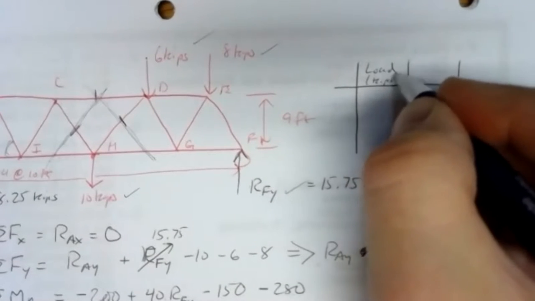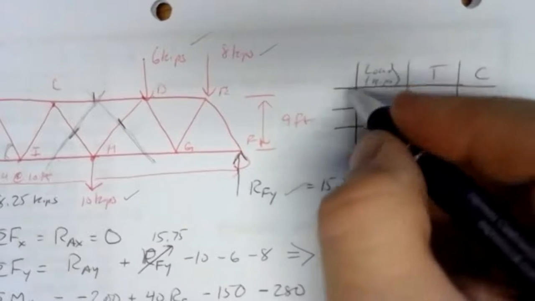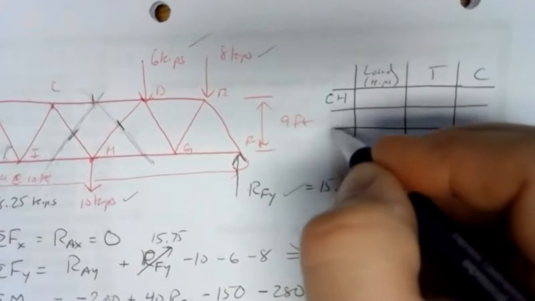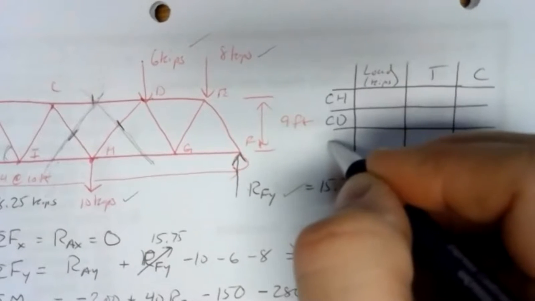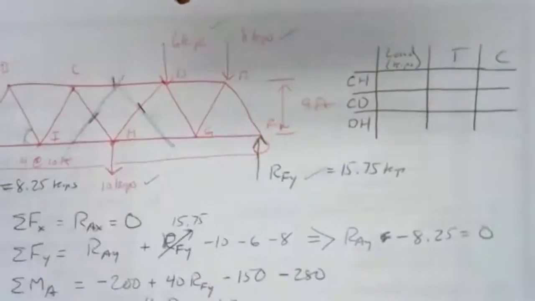So our table for our final answers should be looking something like loading, kips, tension and compression. We should only have 3 members in that row. In that table, we'll have members CH, we'll have CD, and DH. So just 3 of those. So a bunch of them we don't really care about.